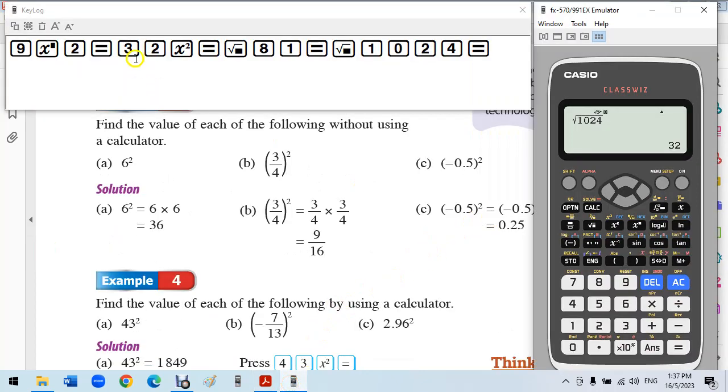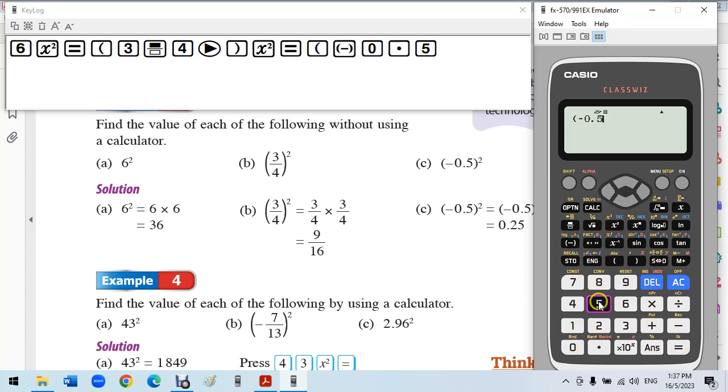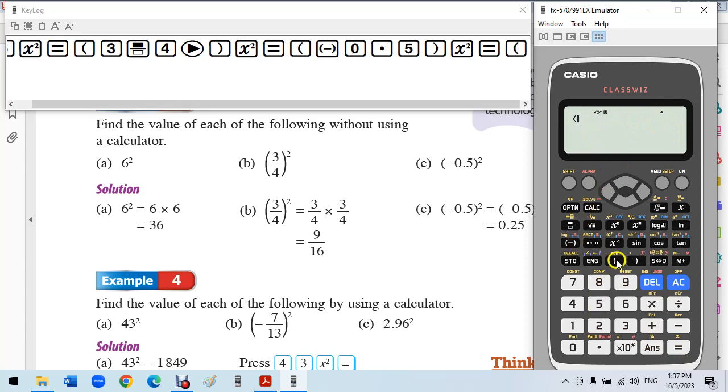so this one we have the 6 square, 36, and 3/4 square, and negative 0.5 square. You must make sure the negative is inside the bracket, because if we have the negative 2 square, the calculator will return 4, but if you press negative 2 square without the bracket, then it will become negative 4.